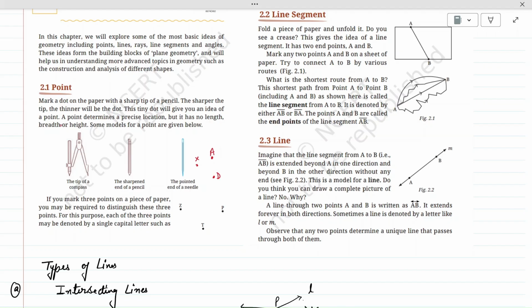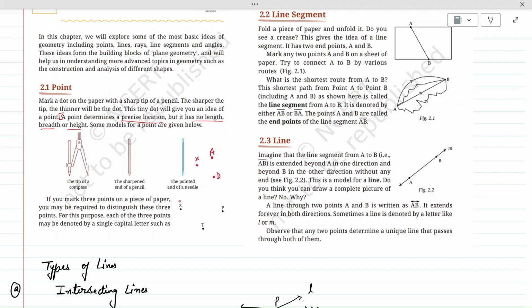So let's begin. Mark a dot on the paper with the sharp tip of a pencil. The sharper the tip, the thinner the dot will be. The tiny dot will give you an idea of a point. A point determines a precise location, but it has no length, breadth or height. So this is important. It tells us the precise location, but it has no length, no breadth and no height.